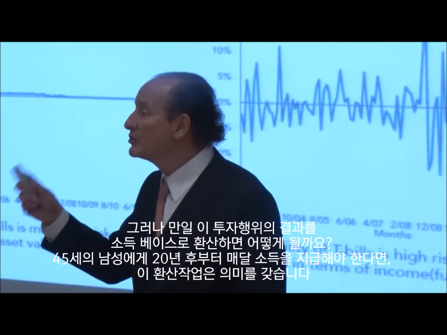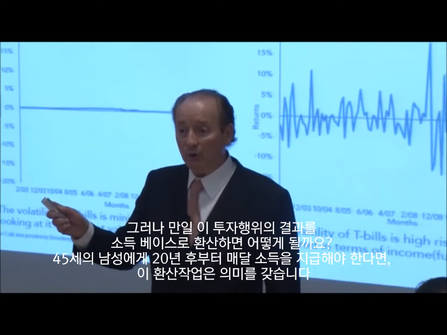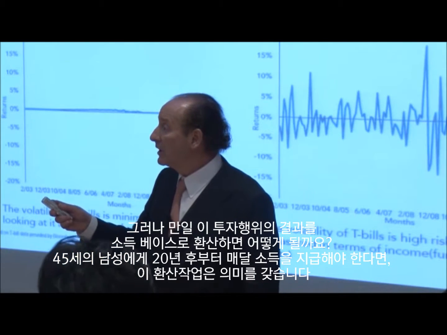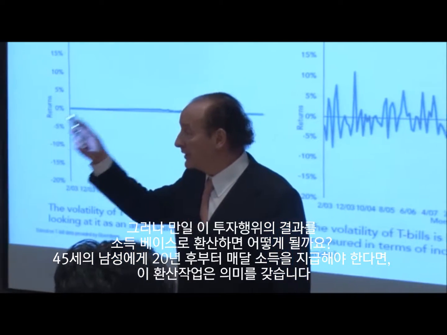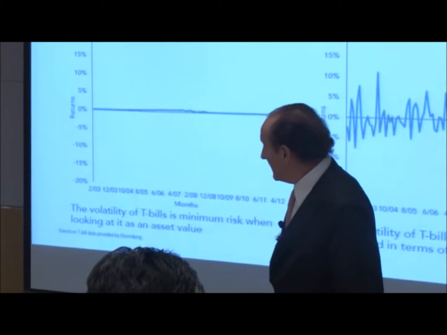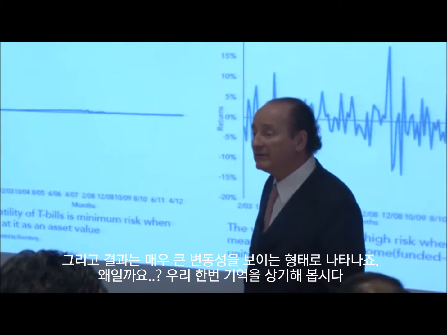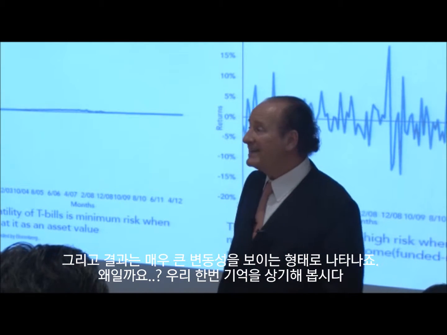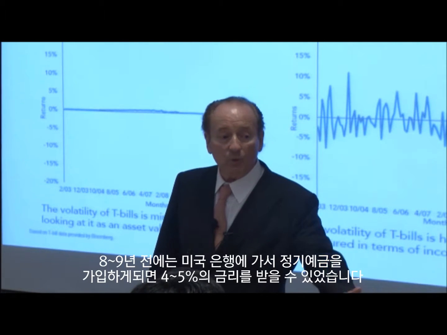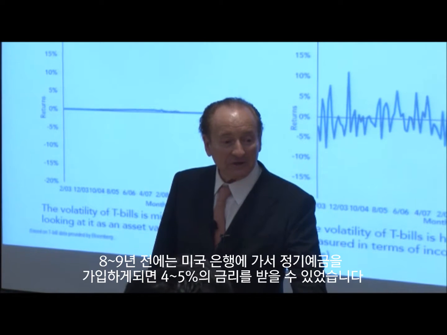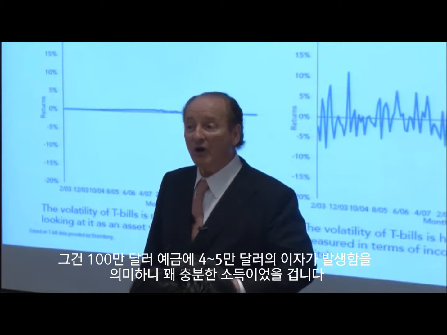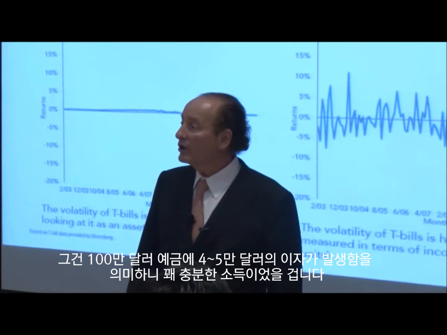But what happens if we measure that in terms of income units, as would be the appropriate measure for the risk of assets that are dedicated to the liability of paying this 45-year-old a stream of income in 20 years? Then it becomes one of the most risky assets out there. Why? I need tell you nothing more than remind you that 8 or 9 years ago in the United States, you could walk into a bank, get an insured certificate of deposit, and get 4 or 5%. On $1 million, 40 or 50,000 a year. All right. What could you do with today?